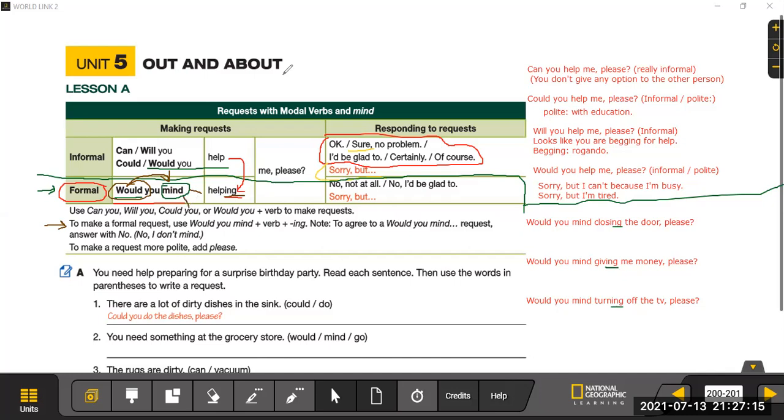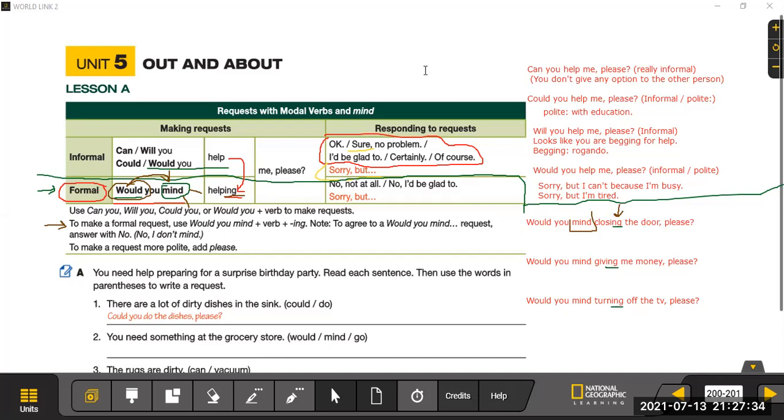And then let me see. Well, pay attention to this part. Something that you have to remember is when you use would you mind, you have to use the verb with ing. But there is another thing that you have to pay attention.